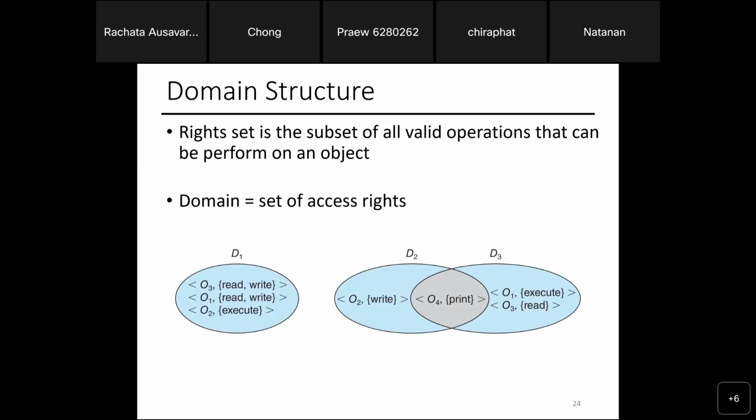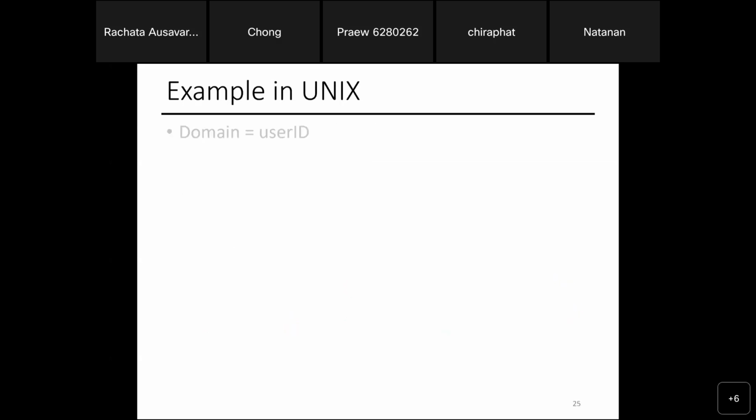In here, domain one has read and write access to object 3, read and write access to object 1, and execute access to object 2. Domain 2 has the write access to object 2. They share the print access to object 4. Then domain 3 also shares the same object 4, print access, and then execute access on object 1, read access on object 3. Right?